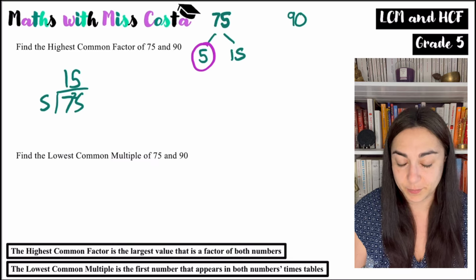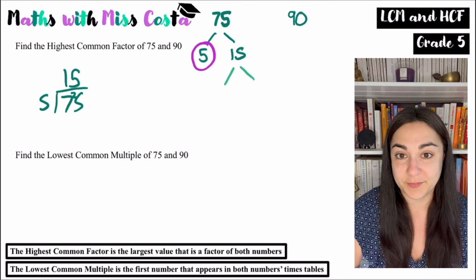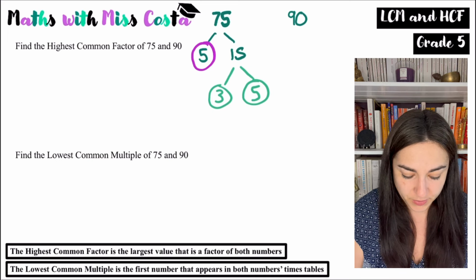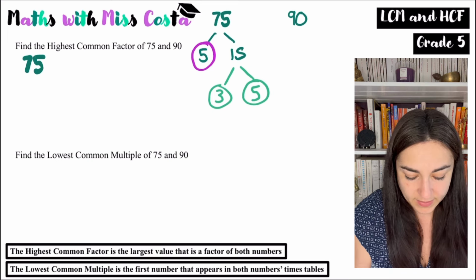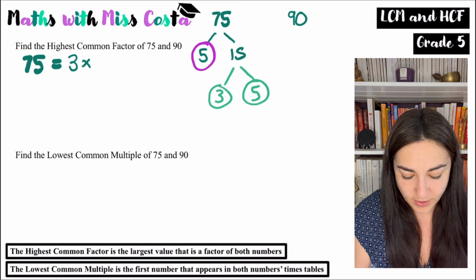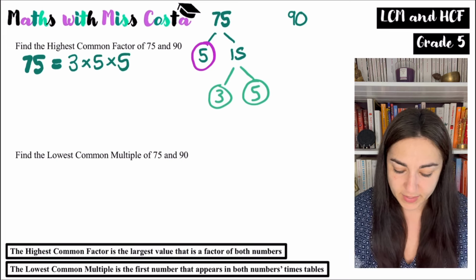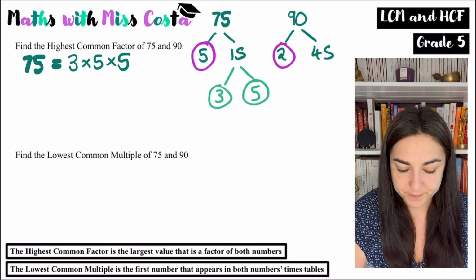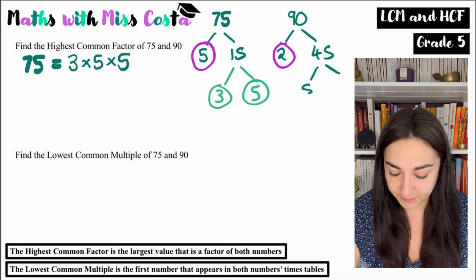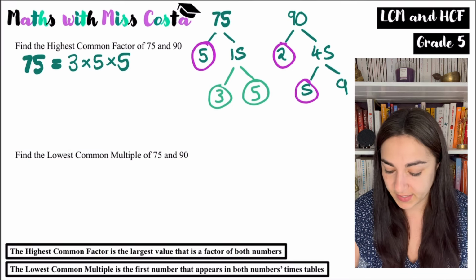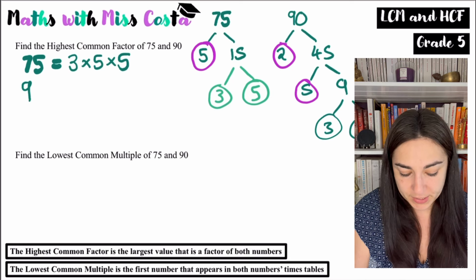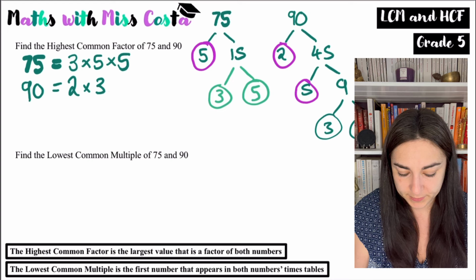I circle the 5 because it's a prime number, and then I just find 2 factors of 15. 3 and 5 are also prime numbers, so I circle them, and I know that 75 can be written as 3 times by 5 times by 5. I then do the same for 90, so 2 times by 45, circle the 2 because it's prime, and then 9 times 5, so 5 times 9 gives me 45, circle the 5 because it's prime, and then 3 times by 3. So I know that 90 could be written as 2 times by 3 times 3 times by 5.